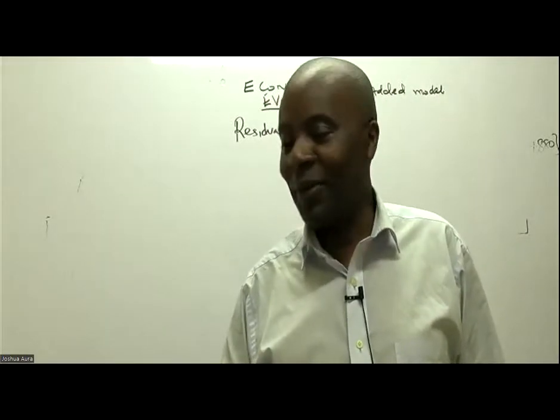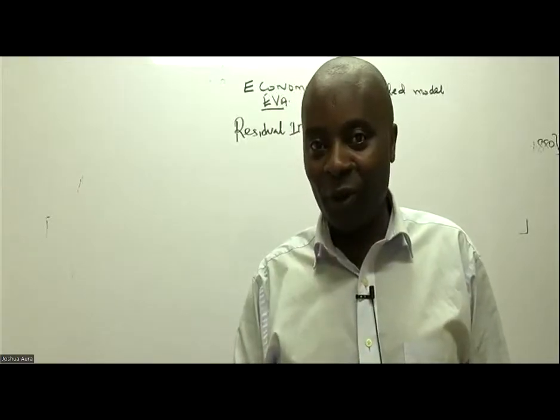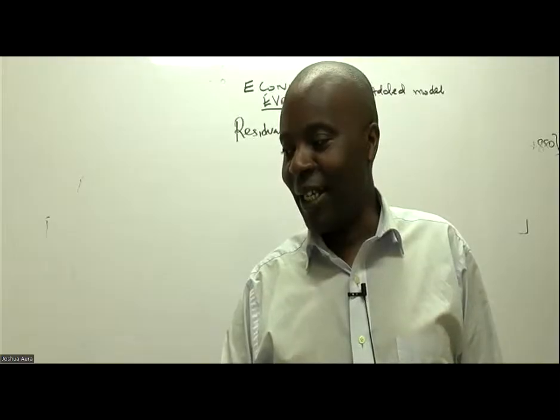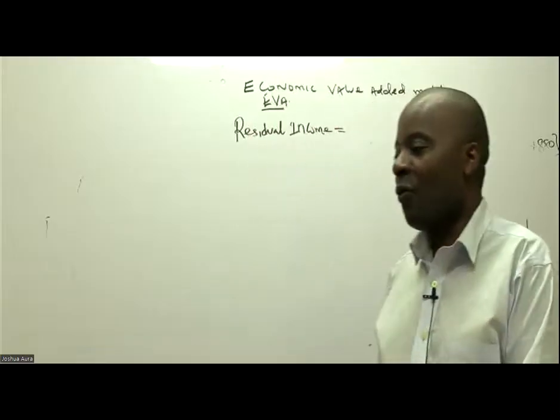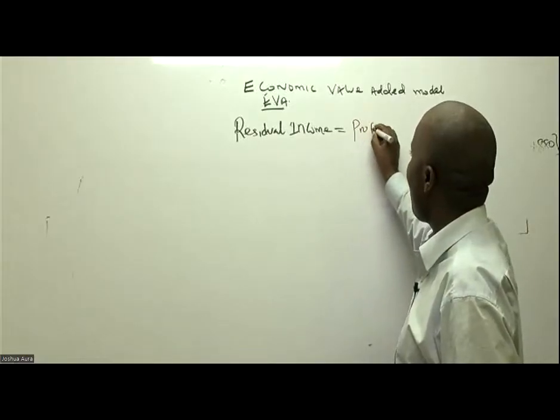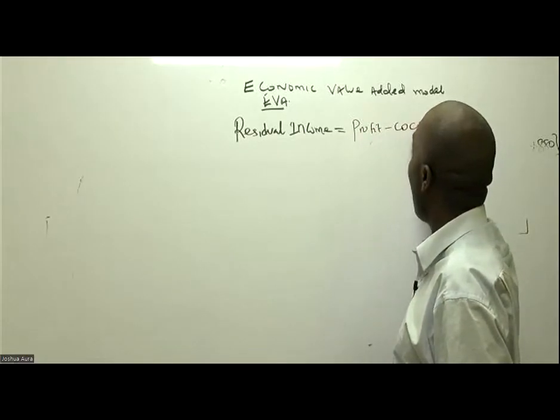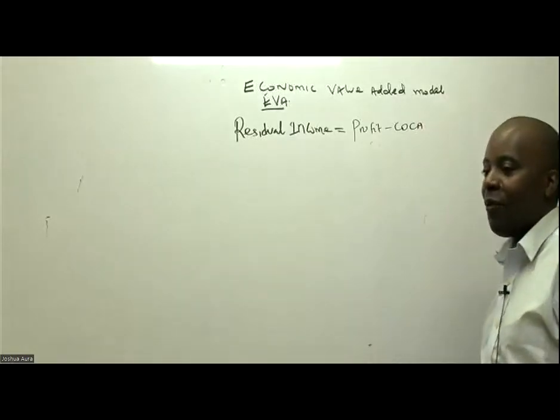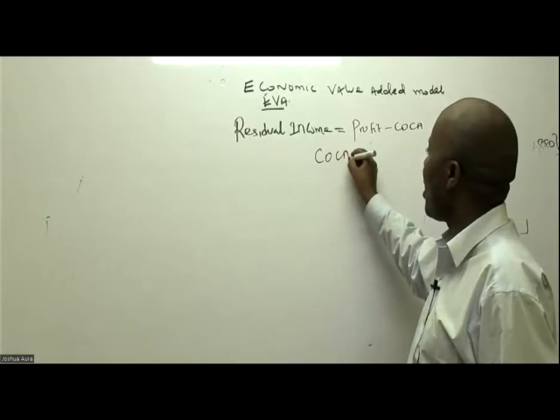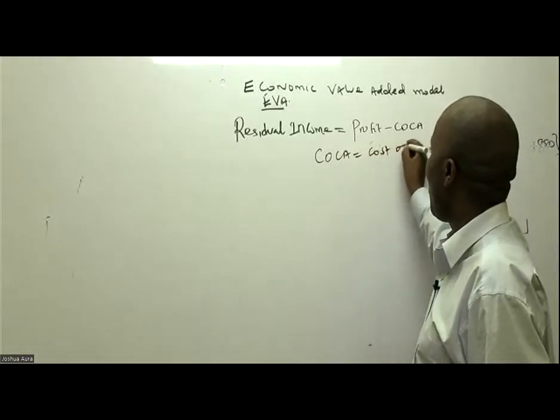I'm so sure there must be some people here who are going back to their notes to make reference. Thank you very much, Atieno. It is profit minus Coca, or rather, profit minus Coca, where Coca is cost of capital employed.